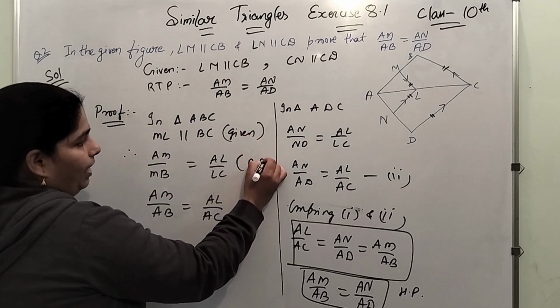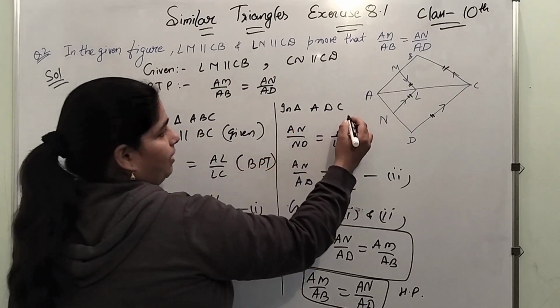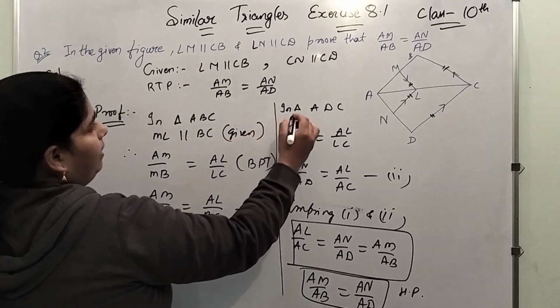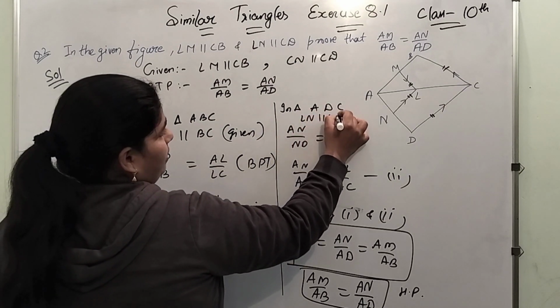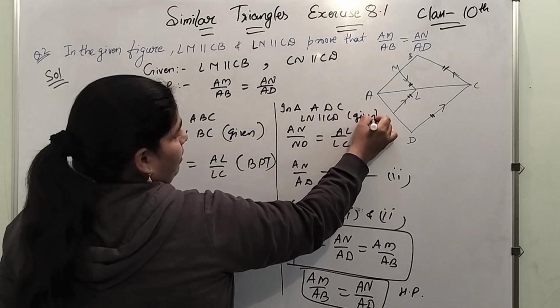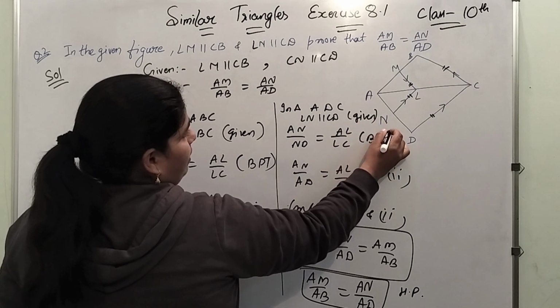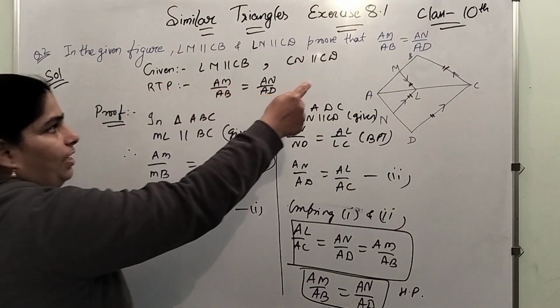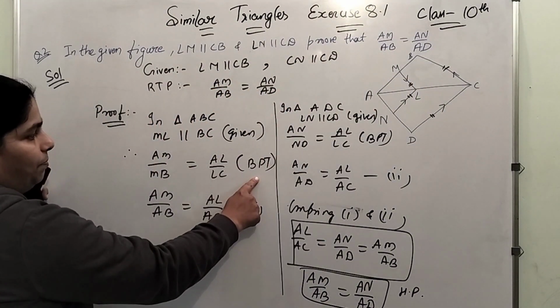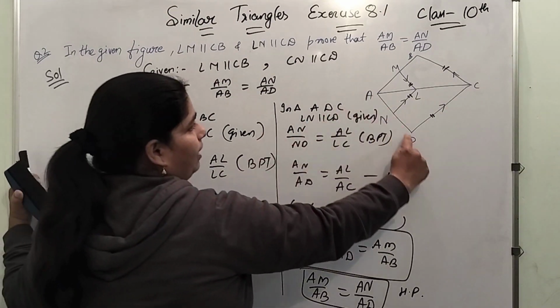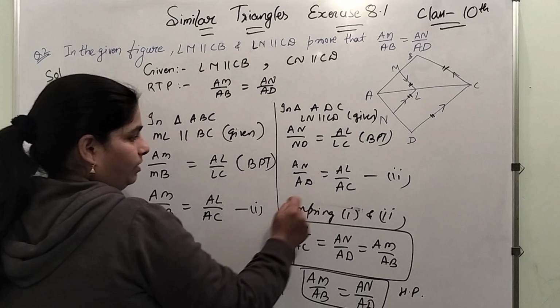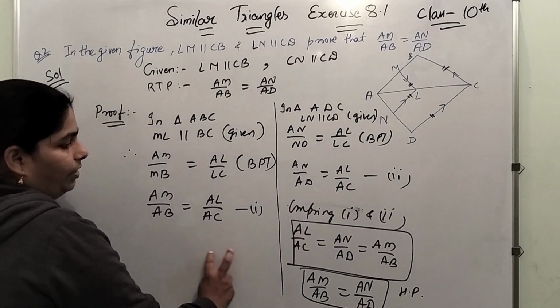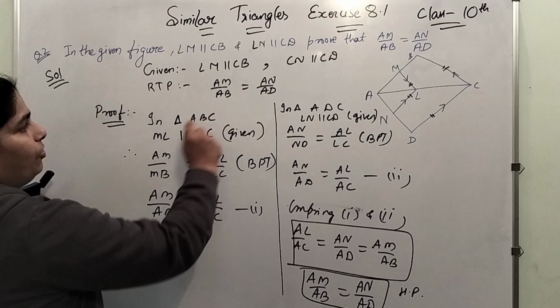And one thing more, here we have written ML parallel to BC, which is given, and we can write it as by BPT. Similarly, here also we can write in ADC, LN parallel to CD. The reason is given, and by BPT the ratios are equal. Once again, let us see the question. We have to prove AM by AB is equal to AN by AD. We have taken triangle ABC and applied BPT and got this ratio. And in triangle ADC, we have applied BPT and got this ratio. And by comparing equation 1 and 2, we have got the result which was required to prove.